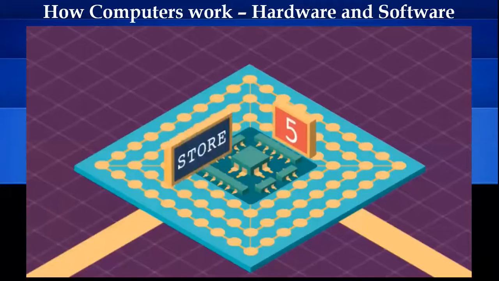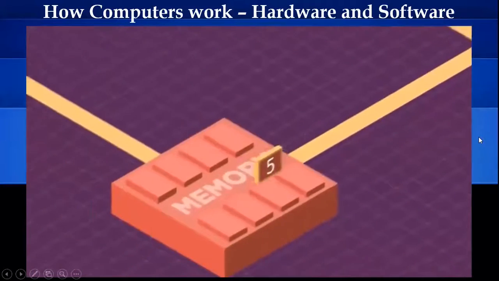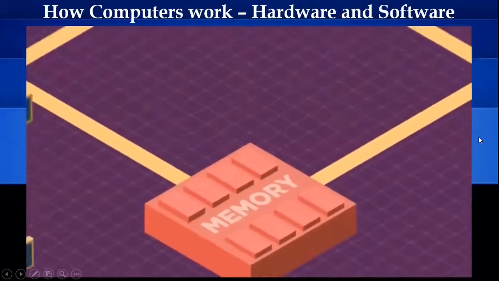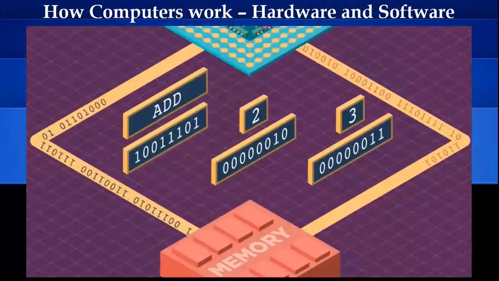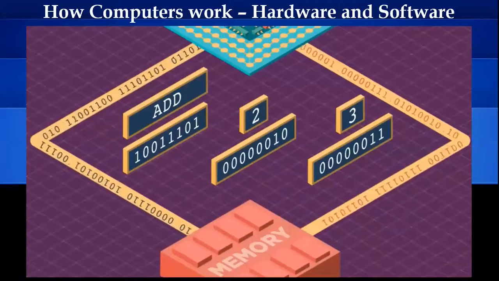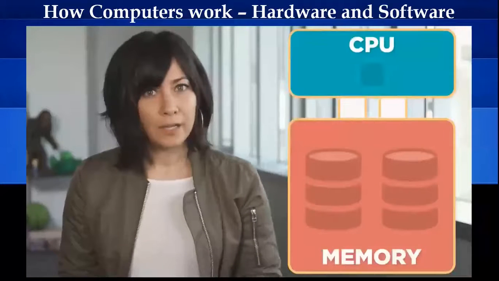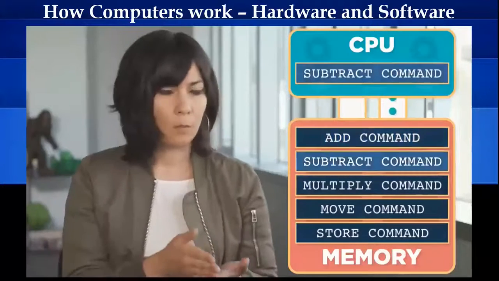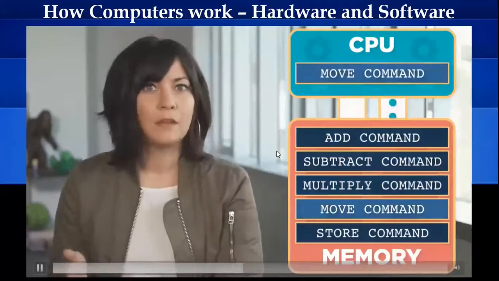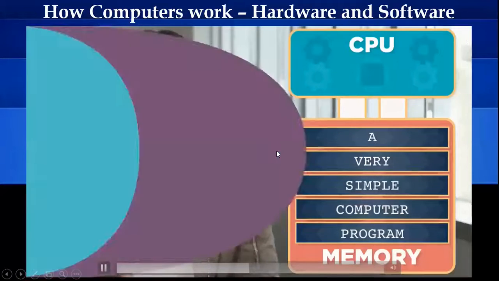And then the store command tells the CPU to use a different circuit to save that result into memory. Just like numbers, all of these simple commands can be represented in binary ones and zeros, or on and off electrical signals. The binary commands are stored in memory, and the CPU fetches and executes them in sequence, one after the other. This sequence of commands is in fact a very simple computer program.